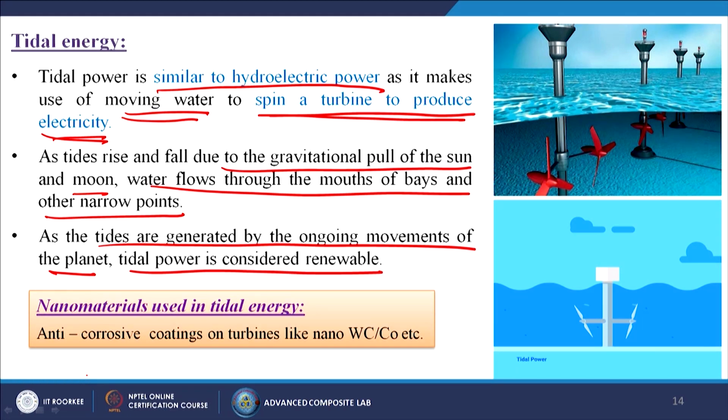What kind of materials can we utilize? We can utilize anti-corrosive coating on turbines like nano tungsten carbide or cobalt combinations, or some other kind of materials which do not react with the salt water, or which can work for a longer time. The material should have high strength so that it can withstand that tidal energy. So, these are basically the requirements by which people are choosing the materials and going for better efficiency.